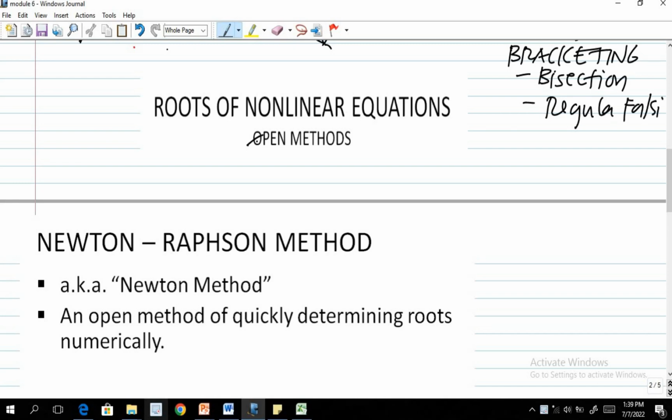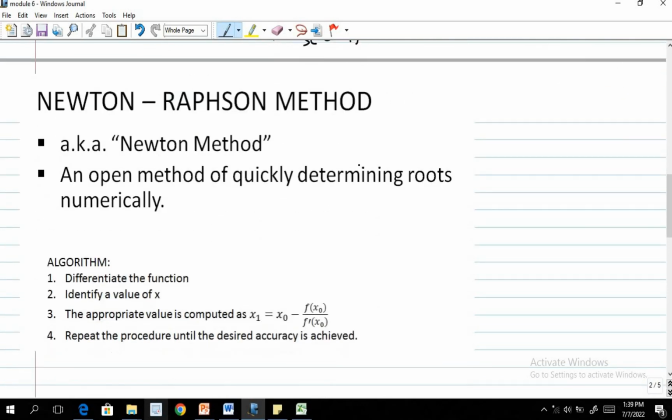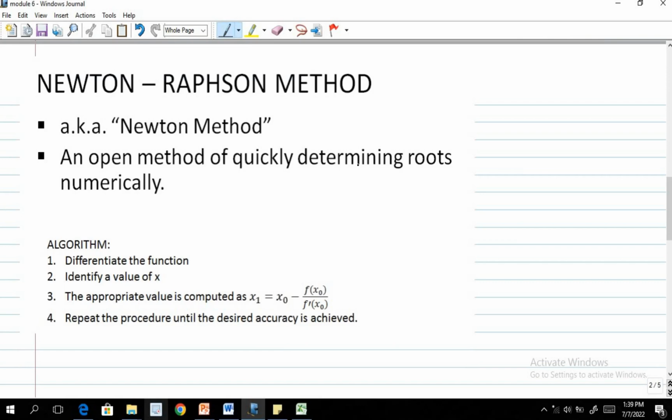This time, I'm going to discuss with you open methods. Under open methods, we have the Newton-Raphson method, and we also have your secant. So today, I'm going to discuss with you Newton-Raphson. The Newton-Raphson method, also known as Newton's method, is an open method of quickly determining roots numerically.